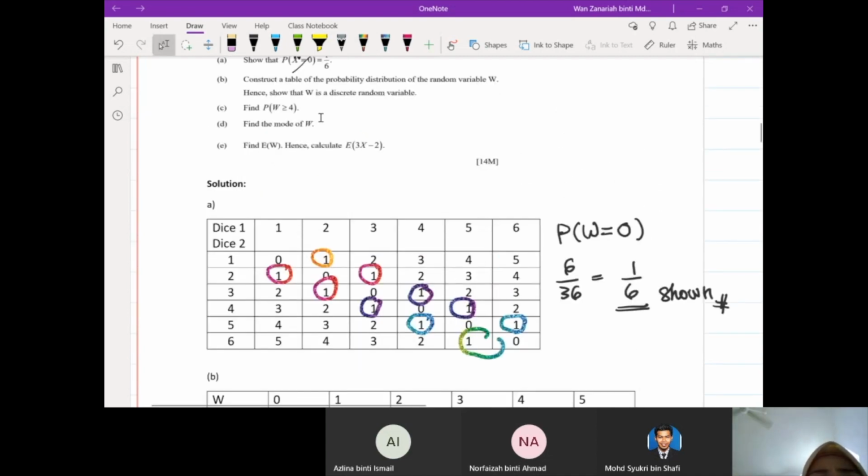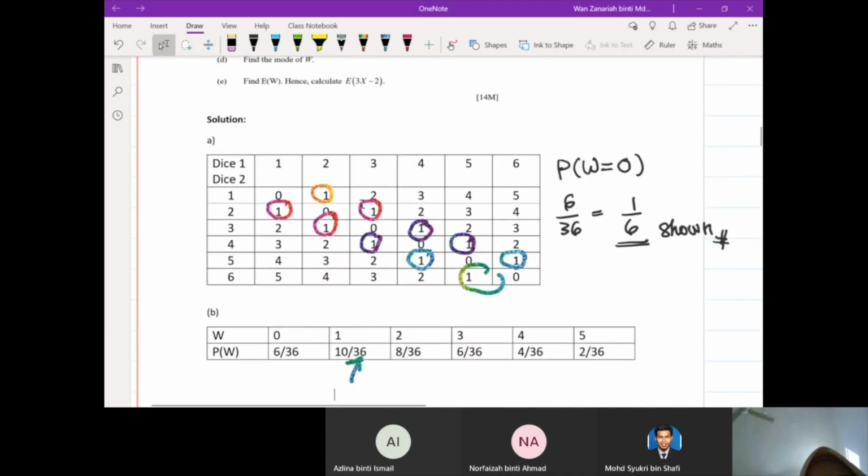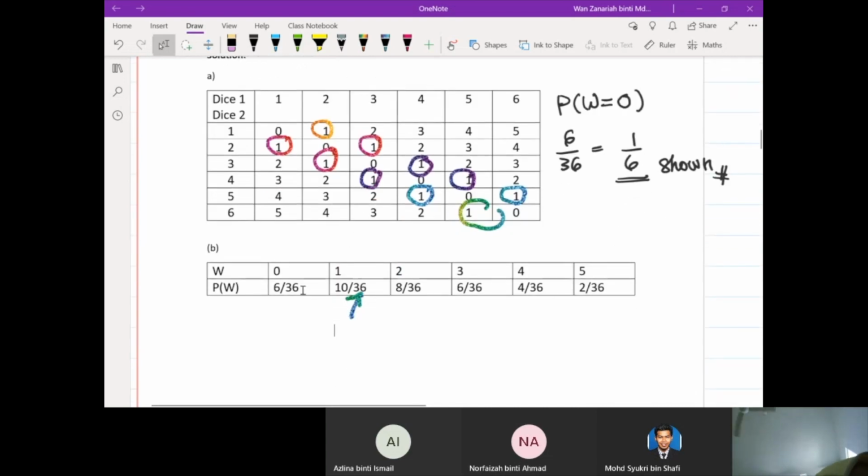Show that W is a discrete random variable. In order for us to show that a function is a discrete random variable, it has 2 conditions. First, the total probability must equal 1, and the other one is that the probability itself must be between 0 and 1. So if we see from the table here, everything is in the range 0 to 1.